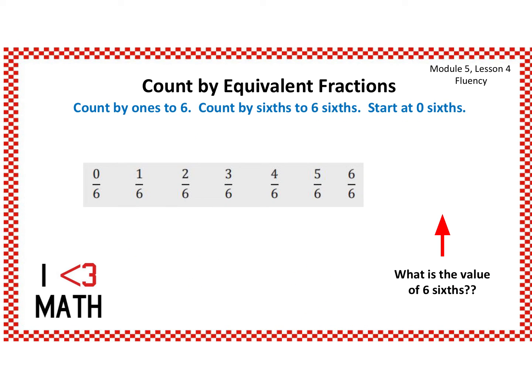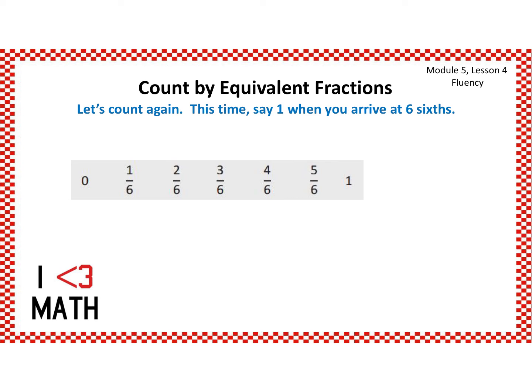Alrighty, let's look at the next one. We're going to do some counting, and instead of counting whole numbers, we're going to count fractions. We're going to count sixths, up to 6 sixths, and we're going to start at 0. So 0/6, 1/6, 2/6, 3/6, 4/6, 5/6, and 6/6. Boy, that is tricky to keep saying those sixths on the bottom, isn't it? We're going to do that again, but this time, when we come to 6/6, as you know, that is equivalent to 1.